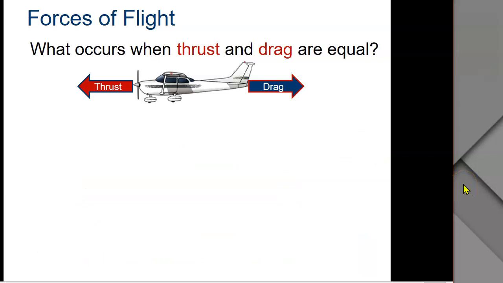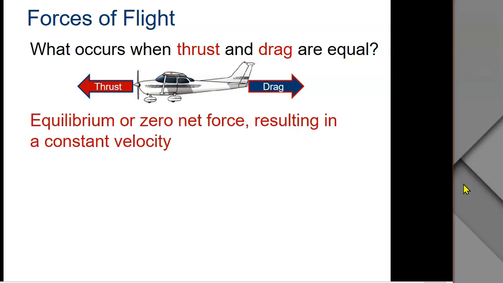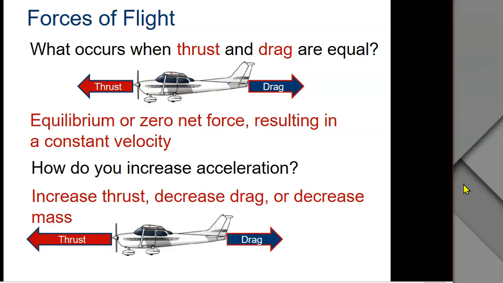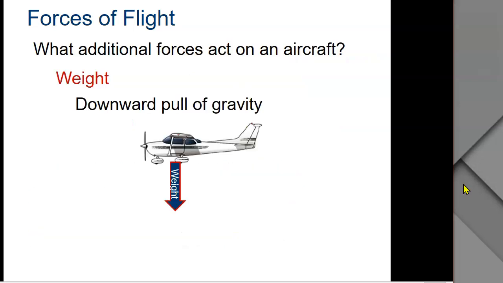So when thrust and drag are equal, that means that the aircraft is going to remain flying at a constant velocity. To increase acceleration, you either have to increase thrust or decrease drag or reduce the mass. Weight is also acting on the aircraft. It's the force of gravity moving downward.